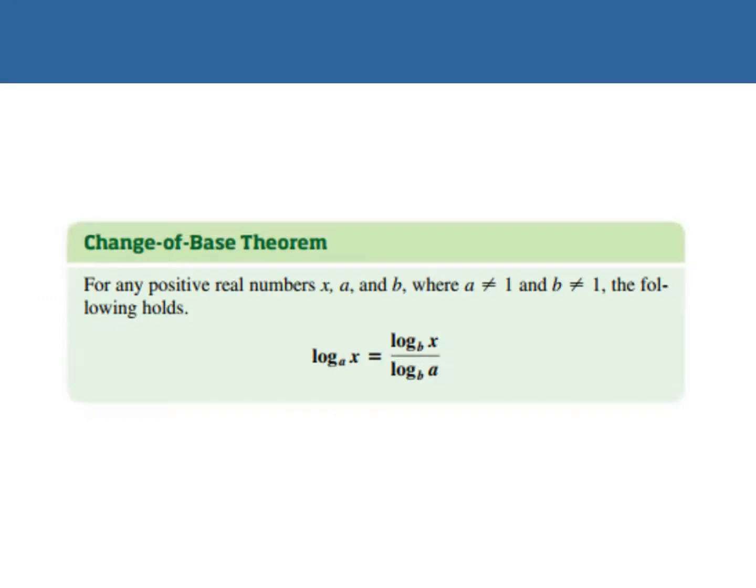Suppose we have any positive real numbers A, B, and X. Then if I have log base A of X, I can do what's called a change of base to any other base I wish, and they will always give me the same answer. So log base A of X is log base B of X divided by log base B of A.